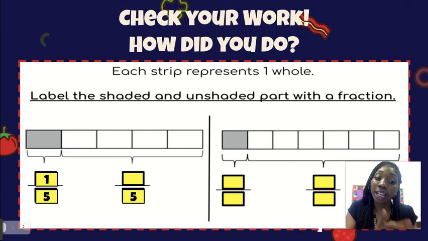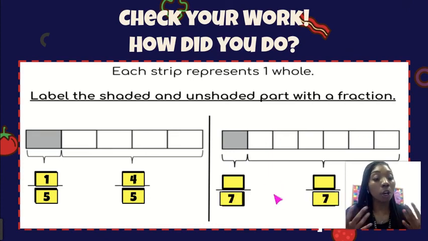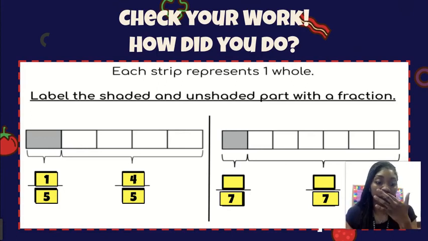So that means what is left that is unshaded? Well, there's 1, 2, 3, 4 parts that are unshaded. And so the unshaded fraction would be 4/5. How'd you do? Did you check your work? Okay, great. Now let's look at the next whole. Let's count to see how many parts make up the whole. There's 1, 2, 3, 4, 5, 6, 7 parts that make up the whole. And so I know that my denominator is going to be 7.